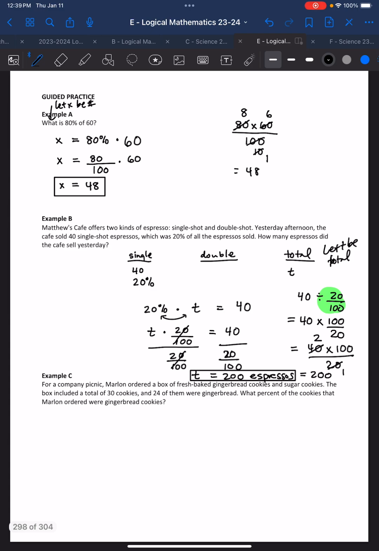For a company picnic, Marlon ordered a box of fresh-baked gingerbread cookies and sugar cookies. The box included a total of 30 cookies, and 24 of them were gingerbread. What percent of the cookies that Marlon ordered were gingerbread cookies?